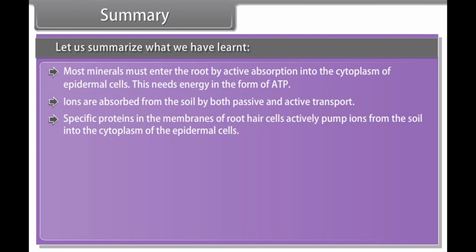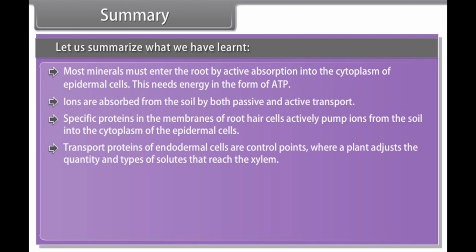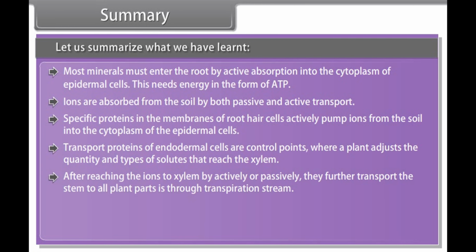Specific proteins in the membranes of root hair cells actively pump ions from the soil into the cytoplasm of the epidermal cells. Transport proteins of endodermal cells are control points where a plant adjusts the quantity and types of solutes that reach the xylem. After reaching the xylem, actively or passively, the ions are further transported from the stem to all plant parts through the transpiration stream.